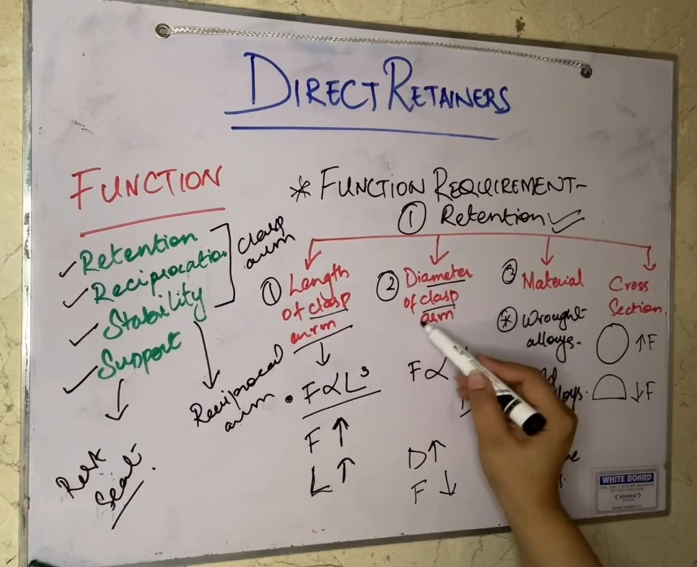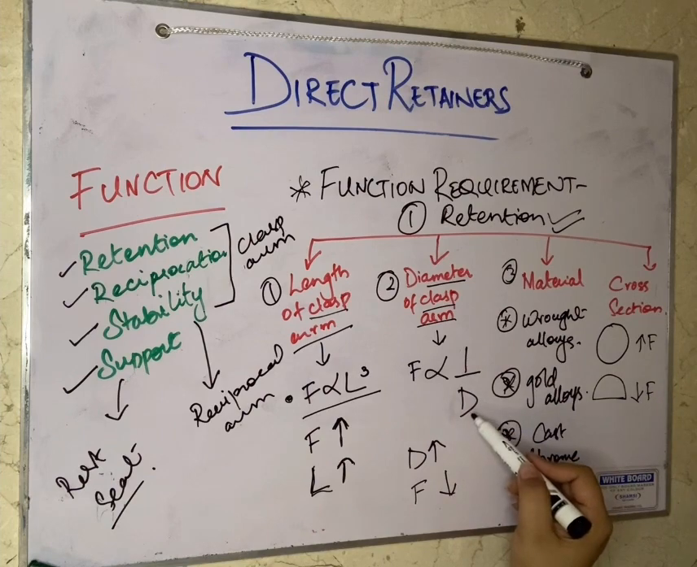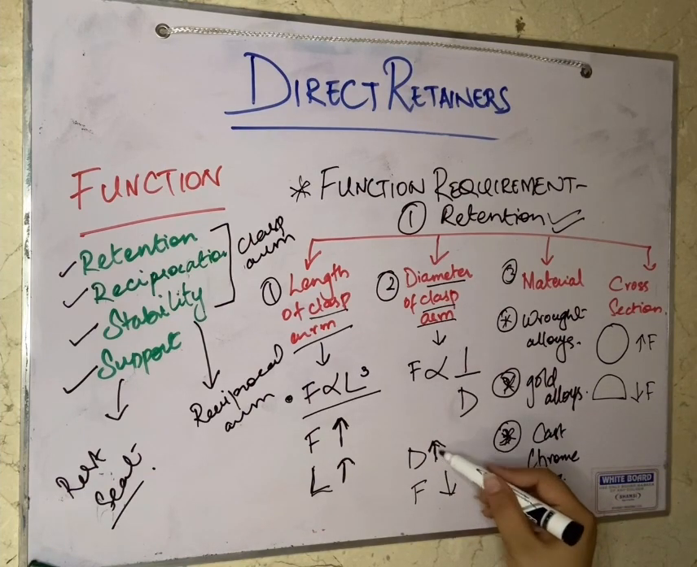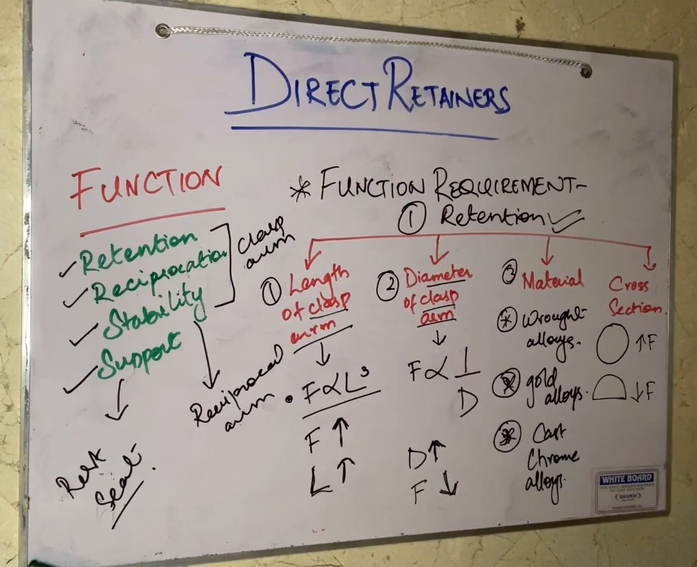Then coming to the diameter of the clasp arm. The diameter is inversely proportional to flexibility. That is, if the diameter goes up, the flexibility will come down. Next, material. We have discussed the materials here in descending order. The most flexible are the wrought alloys. The gold alloys are less flexible as compared to the wrought alloys, and the least flexible are the cast chrome alloys. Lastly, the cross section. If the cross section is circular, it tends to be more flexible since it can flex in all planes. However, if the cross section is semicircular, the flexibility decreases as there is a limit to flexing into different planes.